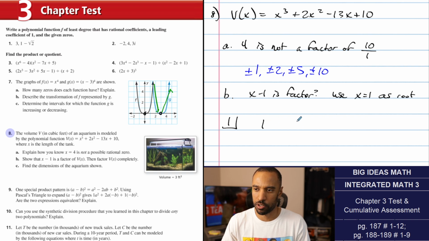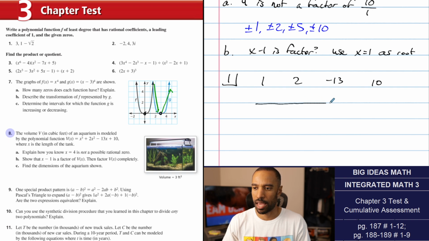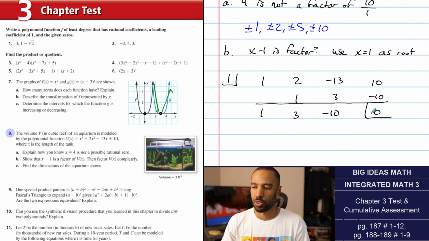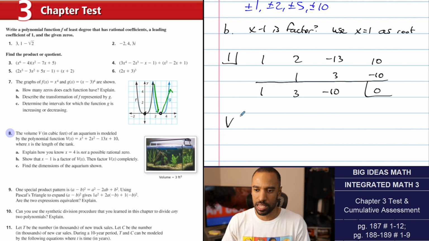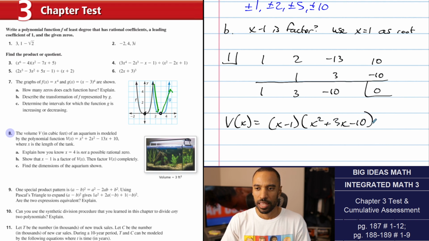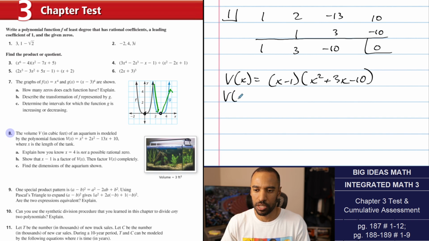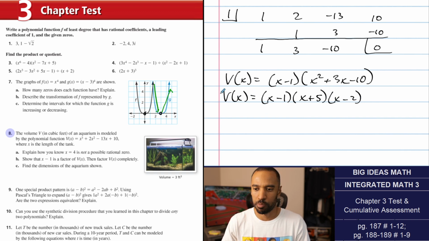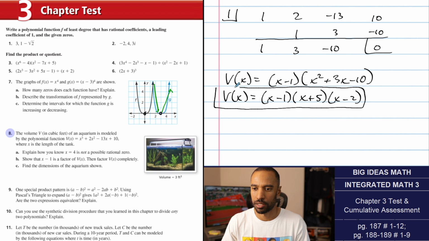We have the coefficients 1, 2, negative 13, and 10. Let's go very quickly on that. Basically what we're looking for is a remainder of 0, and we'll get that. With the remainder of 0, x minus 1 was indeed one of those factors. The other factor looks to be x squared plus 3x minus 10. They ask us to factor completely on part B, so we'll continue. x squared plus 3x minus 10 factors to x plus 5 times x minus 2. And that should be the full setup there on part B.